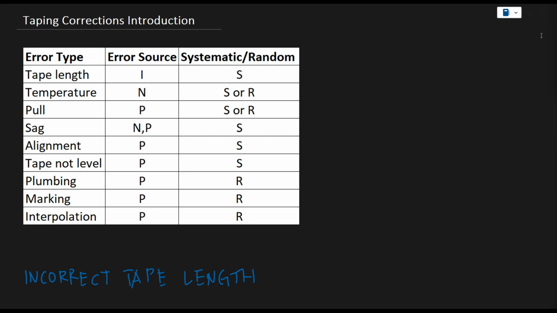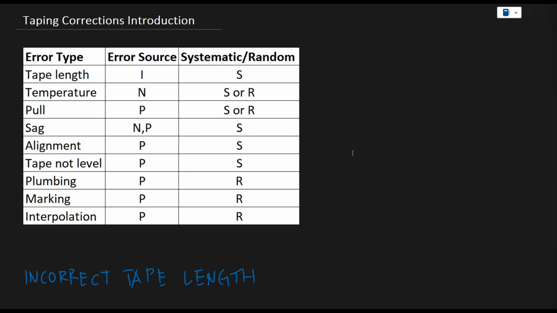And then we also have sag. Sag can be natural or personal, and it is also systematic. I will show you the situation for sag when I show you the formula later. So we also have alignment and tape knot level. These are both personal, and these two are also systematic. Okay, we can correct for this using the Pythagorean theorem.